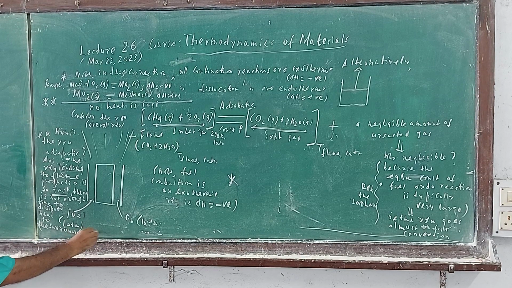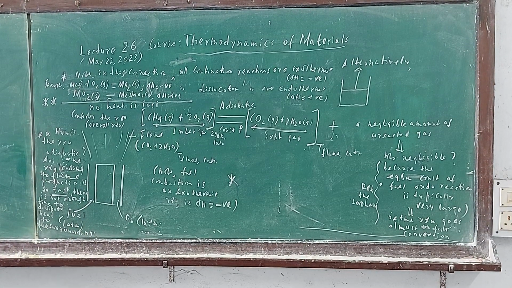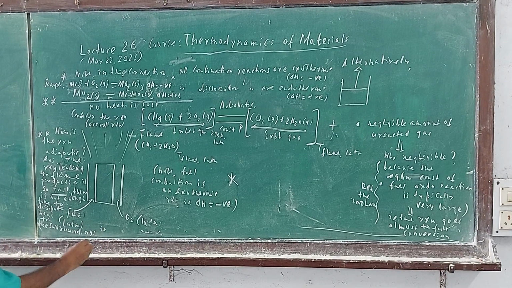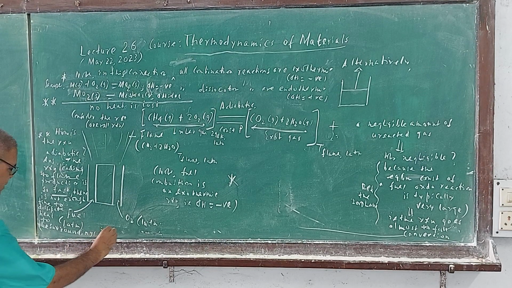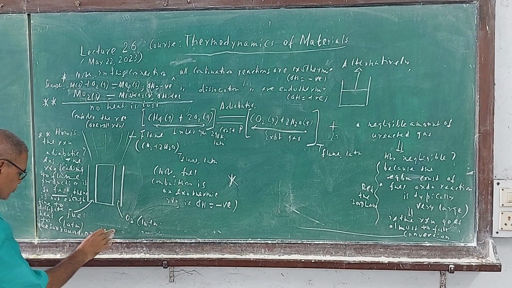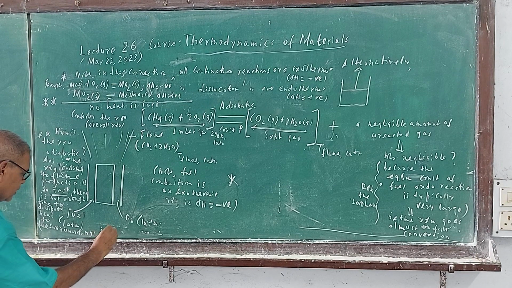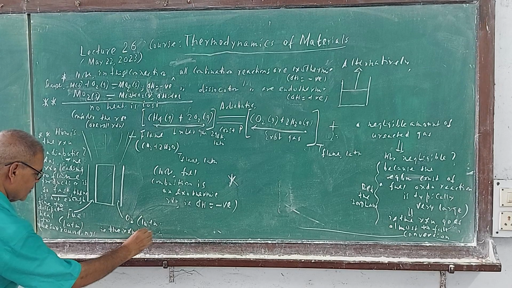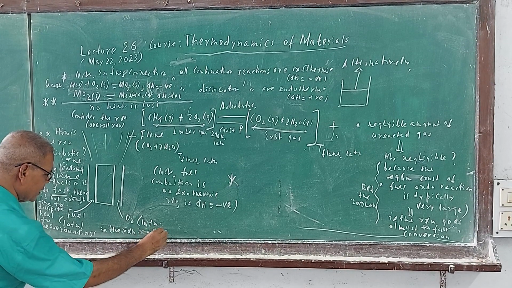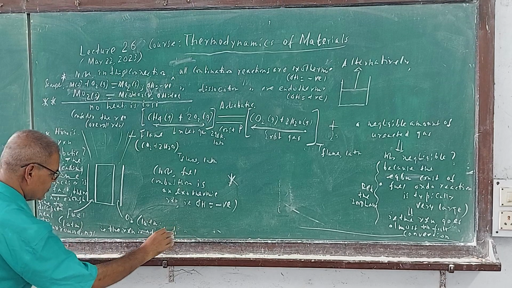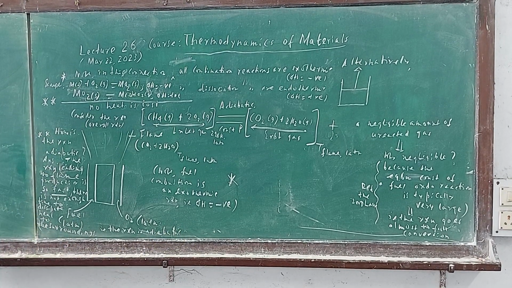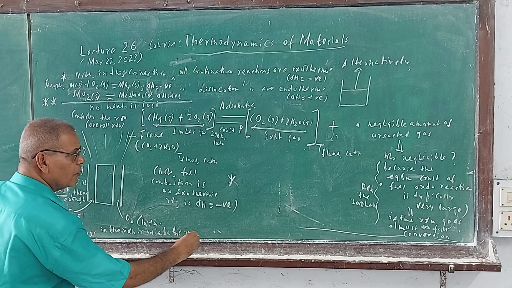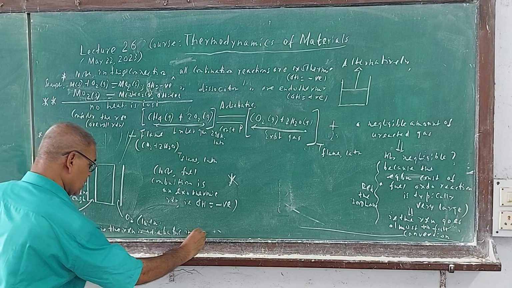I cannot remove this figure. Okay, to the surrounding. That is, heat interaction between system and surrounding is 0. That is, no heat loss. So the reaction is adiabatic in nature. No heat loss to surrounding. That is the adiabatic criterion. This is a new way of getting adiabatic. So the reaction is adiabatic in nature.